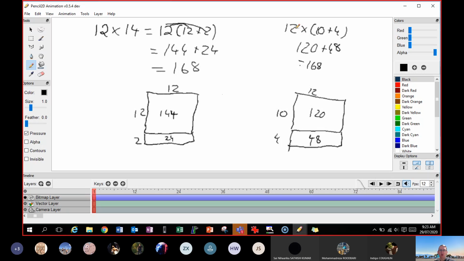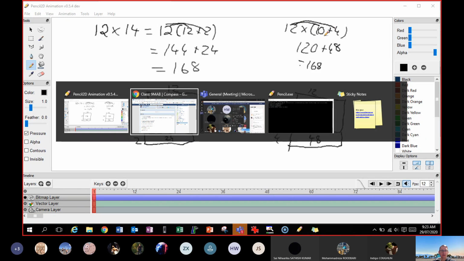Okay. Now, in terms of multiplication, you can do this. 12 by 10 is 120. 12 by 4 is 48. And a lot of teachers will just show you this way of expanding, and that's how we go about doing that.